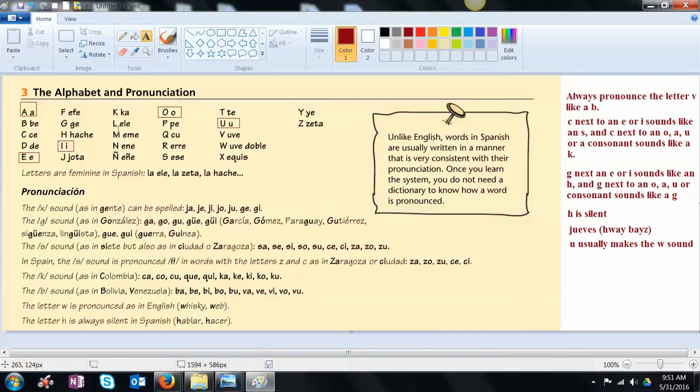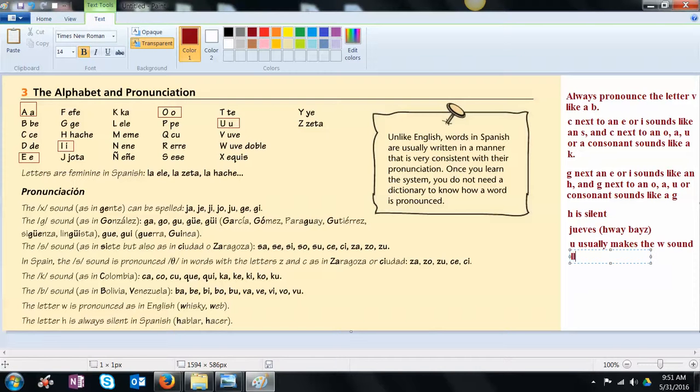Okay, and then we've got L, which is just like that, L, Luis, Luz, but when you have two L's together, it makes a Y sound. So if you have a word like this, you pronounce it not "lamo," but "yamo," okay? So the double L makes a Y sound. So whenever you see two L's together, pronounce it like a Y.